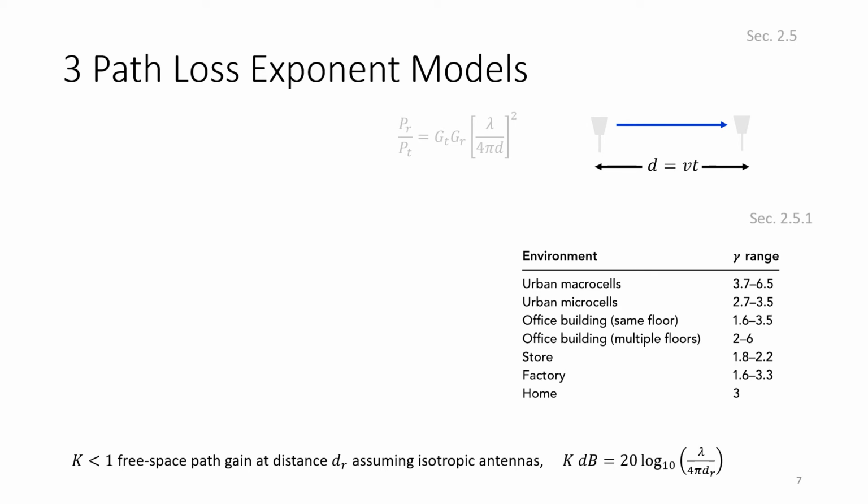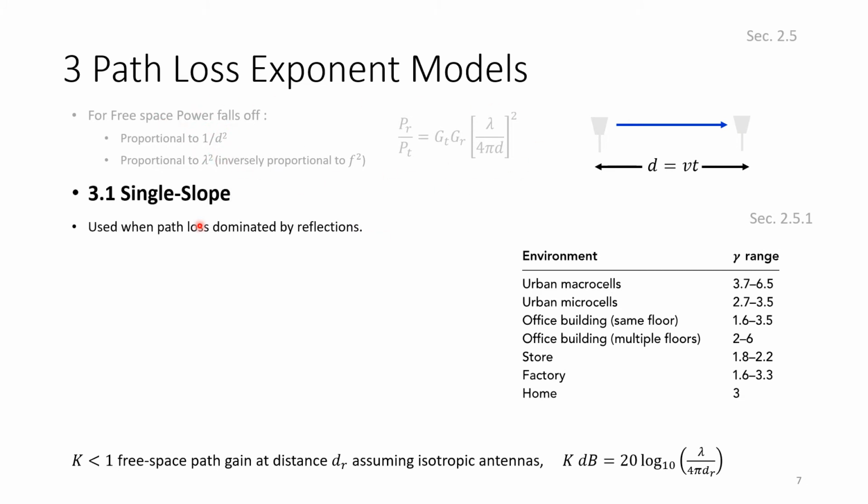The third model: remember we had the free space path loss model, and then the two-ray model, and now we take it further by looking at the path loss exponent model. So we're not saying free space path loss, but we are determining the exponent. Remember this grayed-out equation; we're now going to change it. This we have covered before, the free space path loss model.